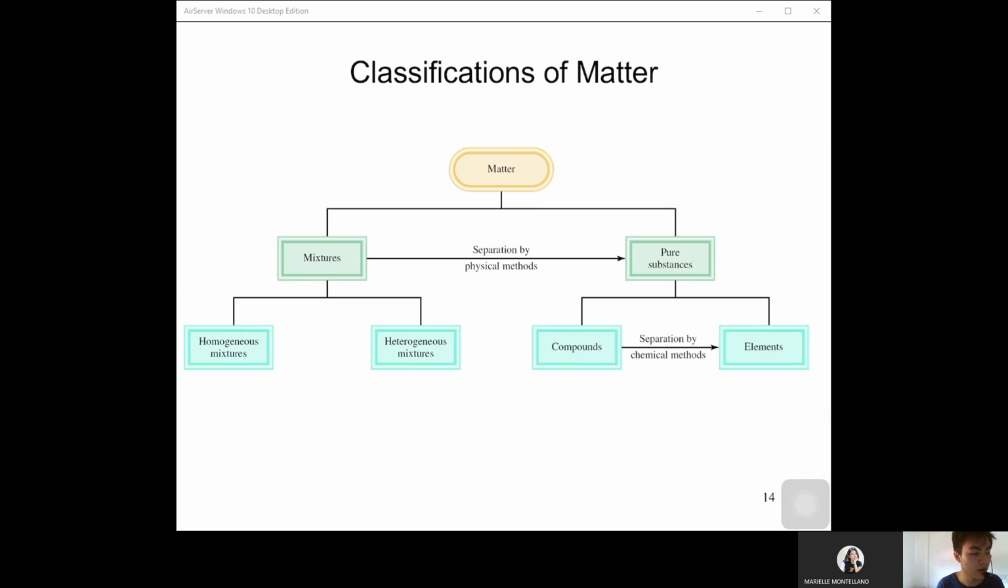Our compounds, we can simplify them or separate them by chemical means, no? So if you want to create hydrogen and oxygen atoms from compounds such as water, you have to do chemical reactions to create elements. But if you want to create compounds from elements, the reverse, a combination, then you can also do it by chemical reactions, no? So, that's it.